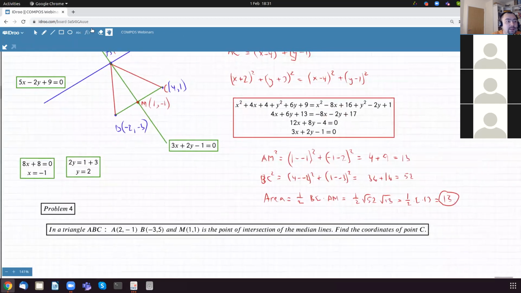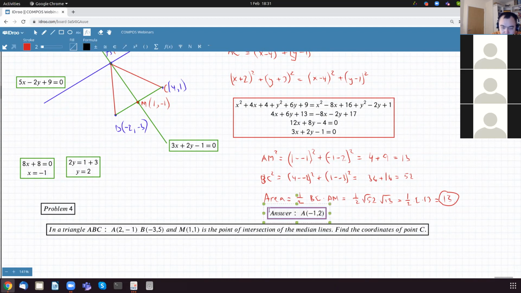Okay, so let me just write down the answer. Answer: A is -1, 2, and the area is equal to 13.